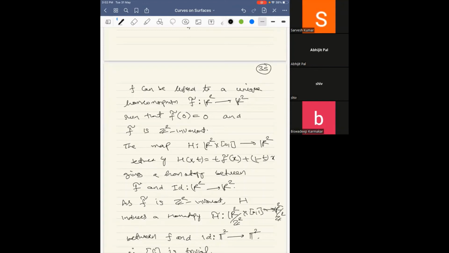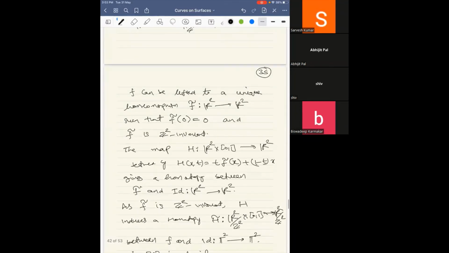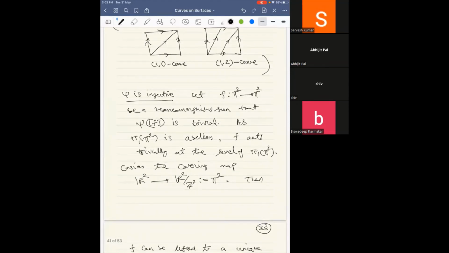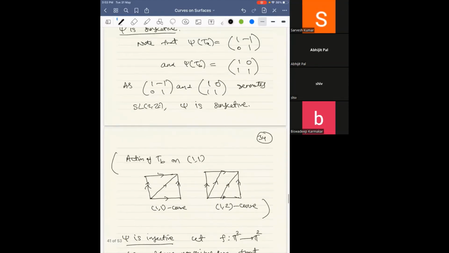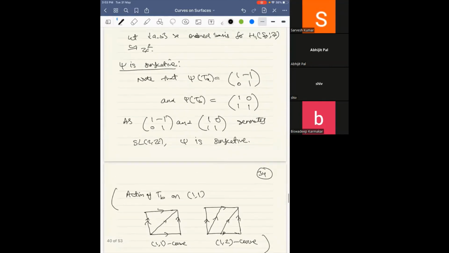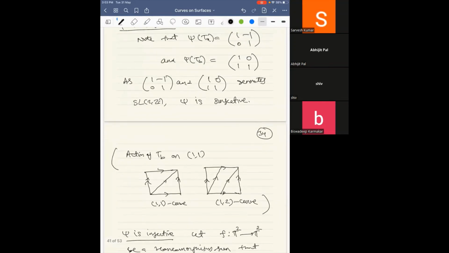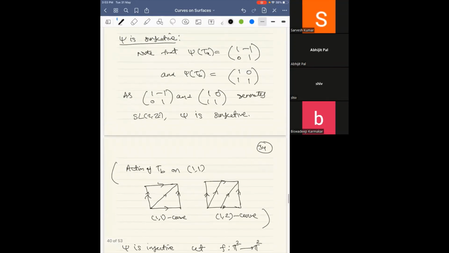So why do the images of those Dehn twists represent those matrices? Why is psi of TA that matrix? Psi is surjective, yes. So you just have to look at what the Dehn twist of A is and what the Dehn twist of B is. That's what you need to look at. Should I draw a picture?